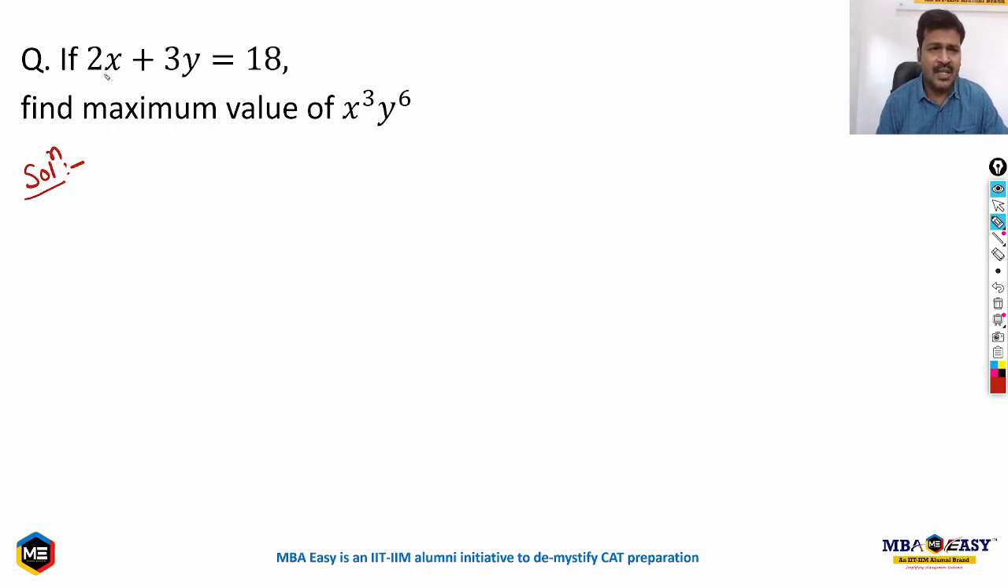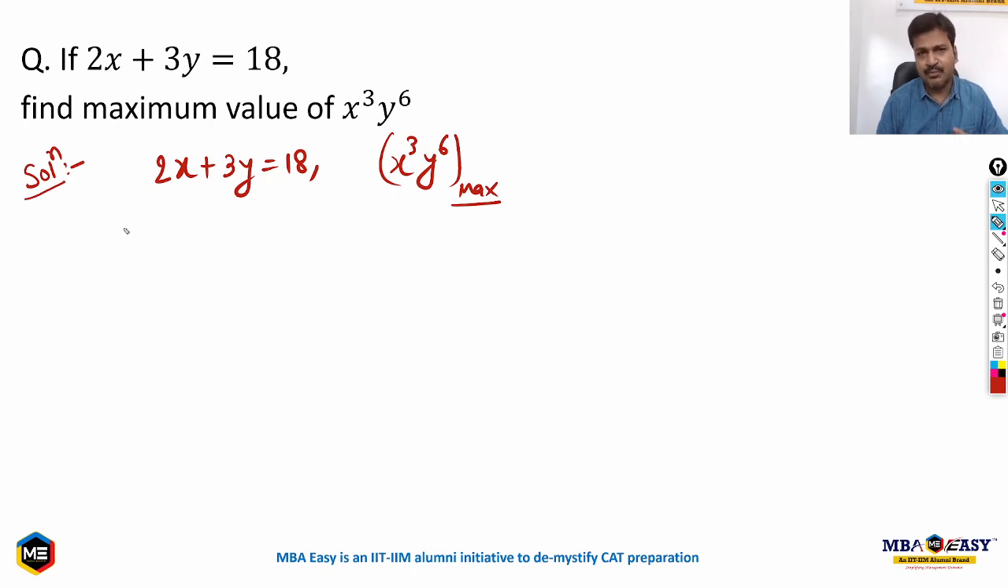The question says that 2x plus 3y is equal to 18. So you have an equation with you, 2x plus 3y is equal to 18, and you have to find the maximum value of x cube into y to the power 6. We have to find the maximum value of this expression, x cube into y to the power 6, right? It is given that 2x plus 3y is equal to 18. Now before attempting this question, we'll first look at what is AMGM inequality, because as I told you before, this question is based on AMGM inequality. We'll discuss that first and then we'll come to this.